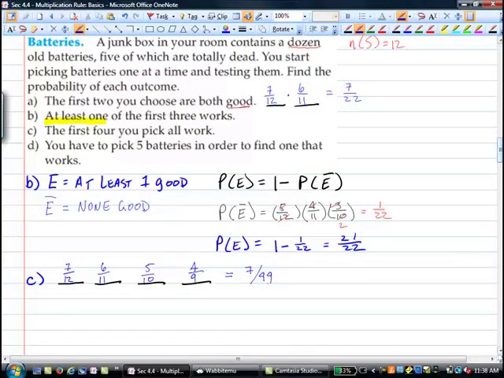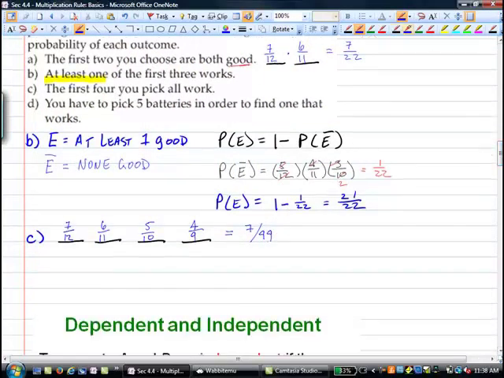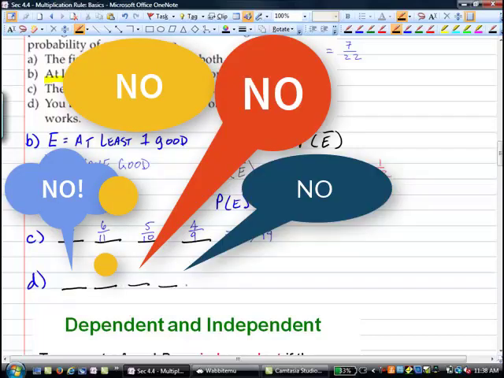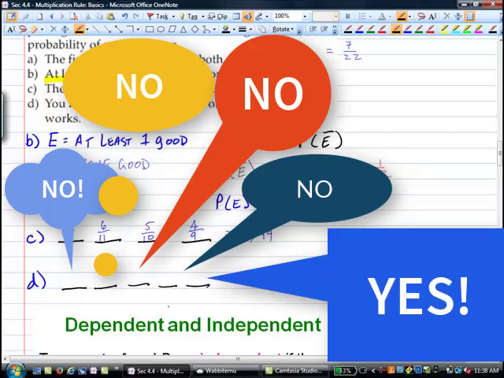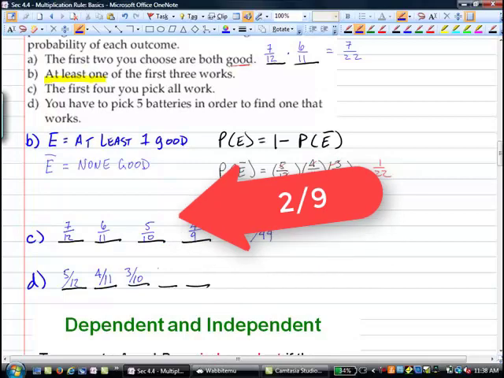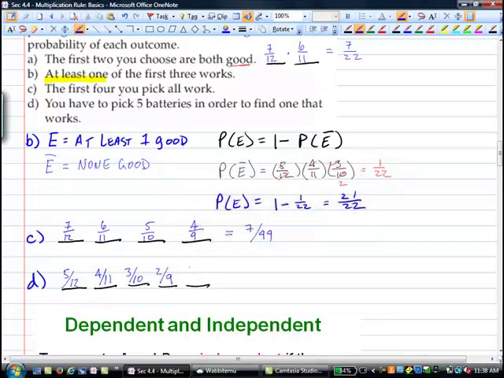Find the probability that you have to pick 5 batteries in order to find one that works. What does that mean? What do we know about the first battery? Did it work? Second battery? Third battery? Fourth battery? Fifth battery? It worked. So what's the probability of the first battery not working? 5 out of 12. Remember, there's 5 bad batteries, 7 good batteries. What's the probability the second battery didn't work? 4 out of 11. Third battery doesn't work. Next battery doesn't work. And then the next battery does work.